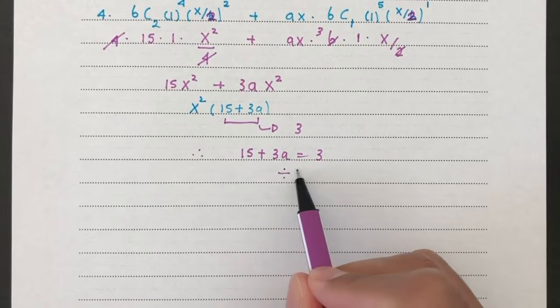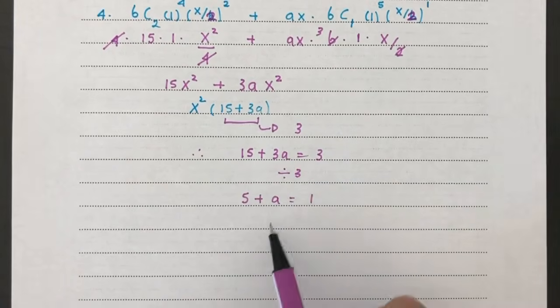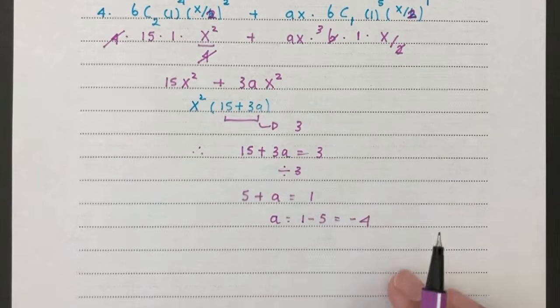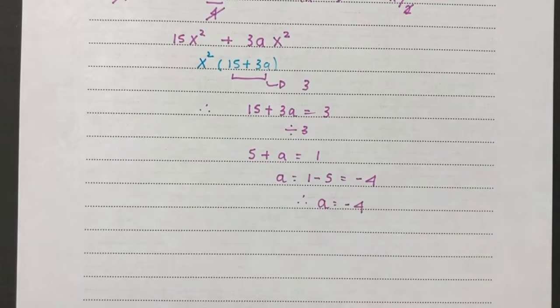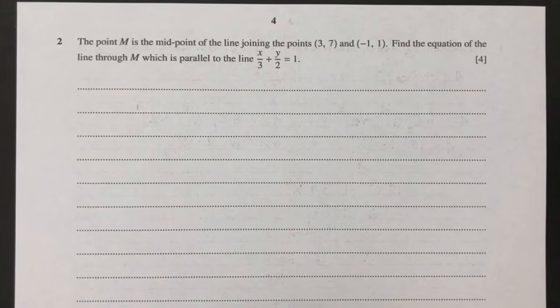First step, we can divide everywhere by 3. Here we'll have 5 plus a equal to 1. So a will be 1 minus 5, which is minus 4. So for this question, the value of a will be minus 4. And this is question number 1. Now let's move on to question number 2.